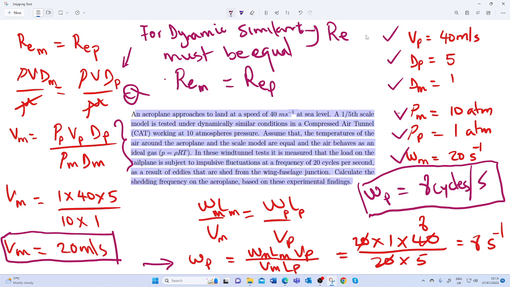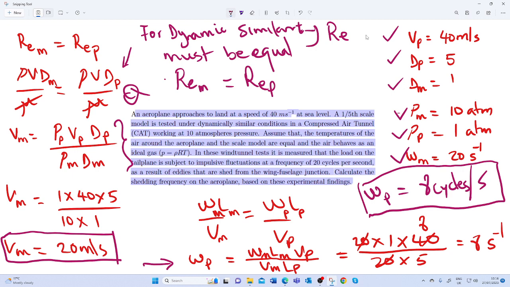In this wind tunnel test, it is measured that the load on the tail is subjected to impulsive fluctuation at a frequency of 20 cycles per second. Calculate the shedding frequency of the aircraft.